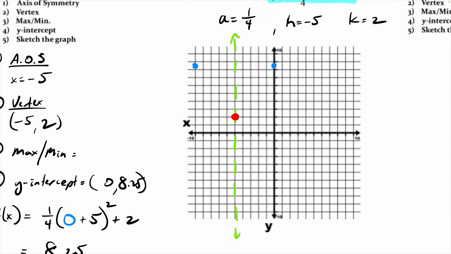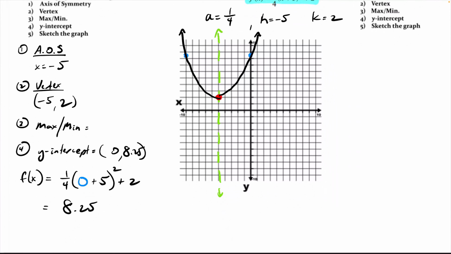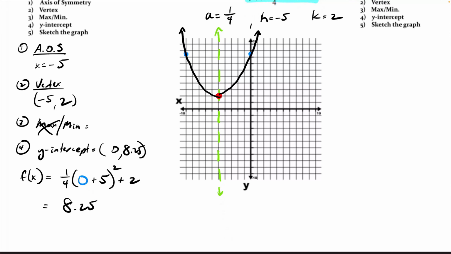Connect. Arrows up. So now that it's arrows up, I know it's going to have a minimum. So not a max, it's going to have a min. Cross out max. Minimum at k, which was +2. Done. That's vertex form.